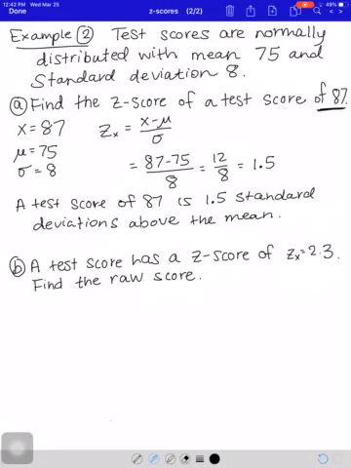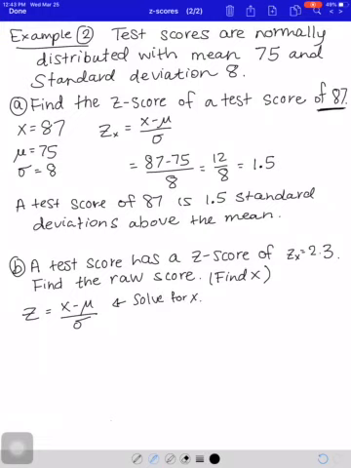Let's take a look at part B. Now we're told that a test score has a z-score of 2.3. So we're given the z-score, and what we have to do is find the original test score, or the raw score. So now what we're given is z, and our job is to find x. That's what we mean by finding the raw score. So how are we going to do that? Let's take a look at our formula again. Remember, our formula for the z-score is z equals x minus mu over sigma. Our job is to find x, so what we need to do is solve for x.